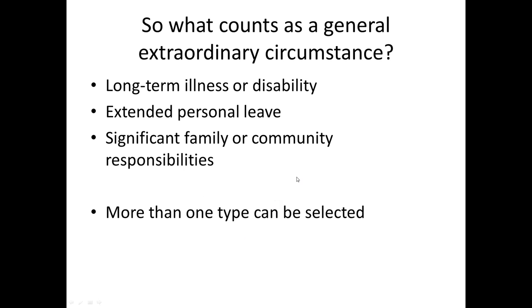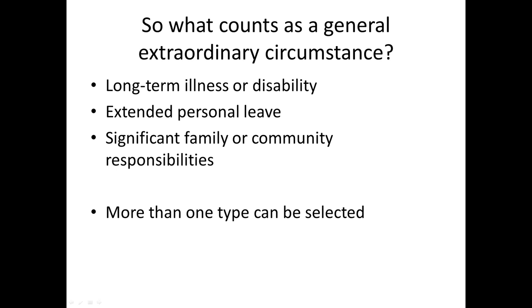Okay, Amber, you were going to talk briefly about extraordinary circumstances. So as Sharon's already mentioned, both the Canterbury and the general extraordinary circumstances need to have happened over a three-year period. The specific type needs to be identified in the EP. So for general, there are three types: long-term illness or disability, extended personal leave, or significant family or community responsibilities.